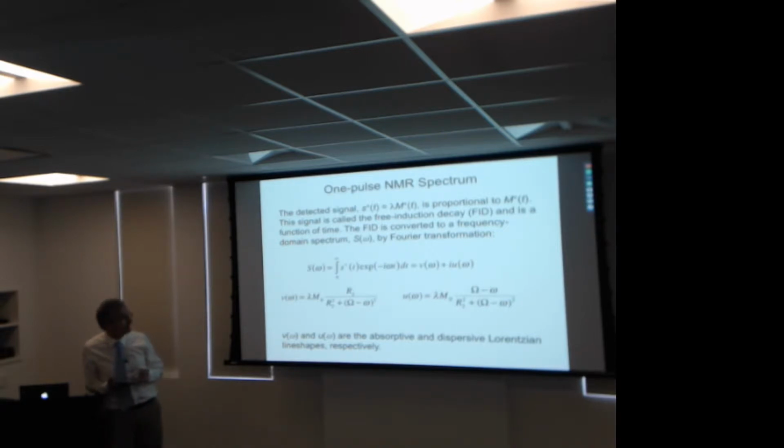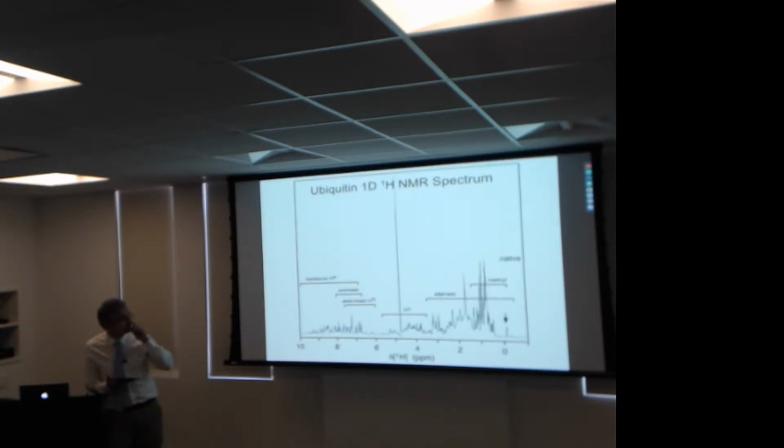But in any event, we know the functional form of our simple signal, and we just have to ask Mathematica to do the Fourier transformation. So we get the imaginary part and the dispersive part that I wrote down before. And then here's the spectrum, once again, for the protein ubiquitin.